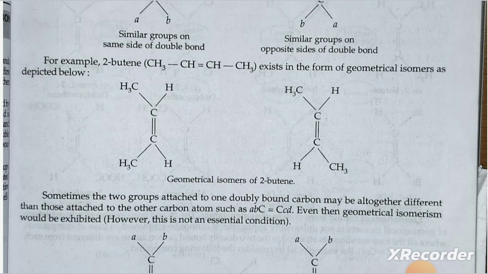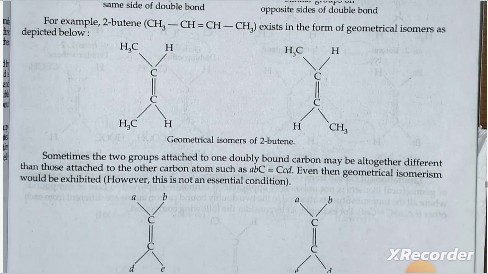Geometrical isomers of 2-butene. Sometimes the two groups attached to one doubly bonded carbon may be altogether different from those attached to the other carbon atom, such as abC=Ccd. Even then, geometrical isomers would be exhibited. However, this is not an essential condition.